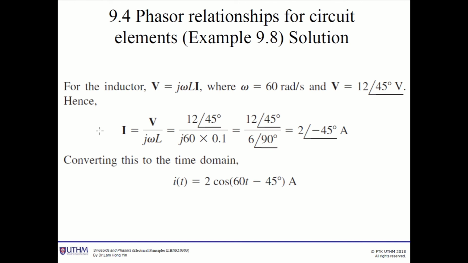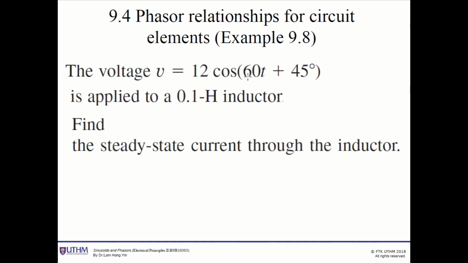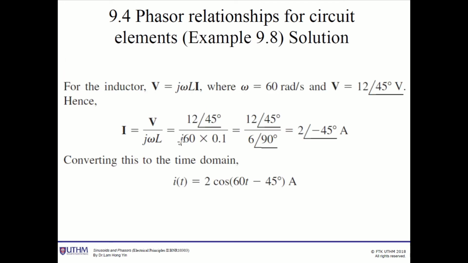From here we know that the current I is equal to 2∠−45 degrees amperes. To convert it to the time domain, you can just insert back the magnitude and the phase into the time domain representation, and for the angular frequency you can use the value from the voltage over here.